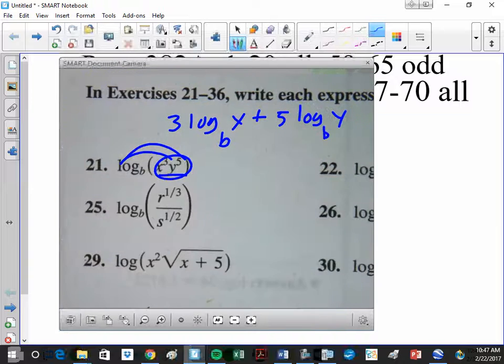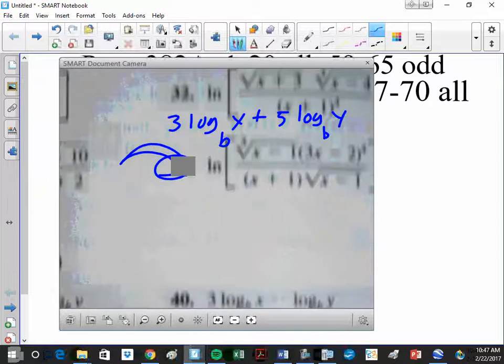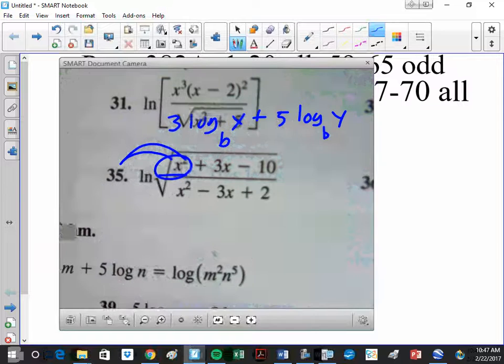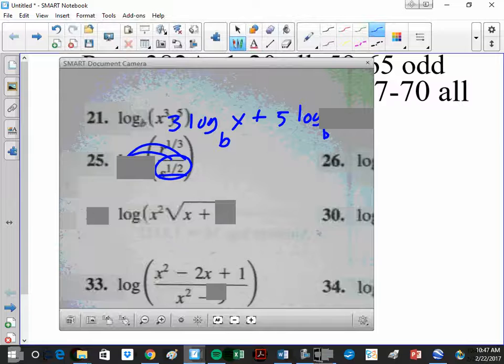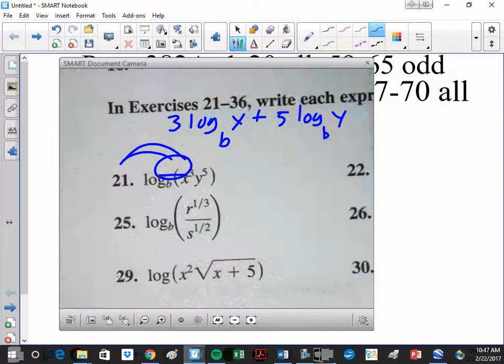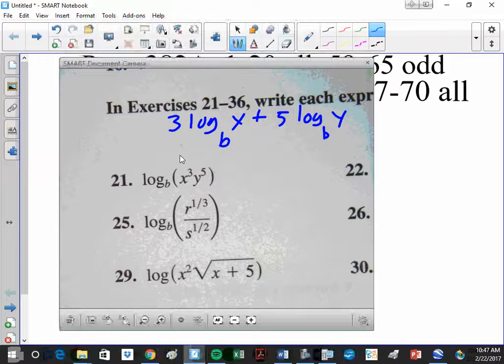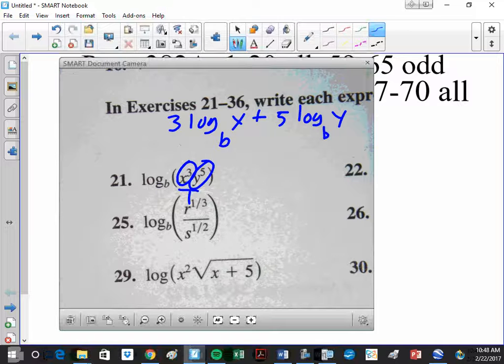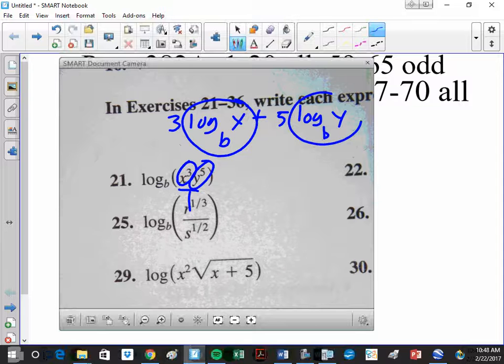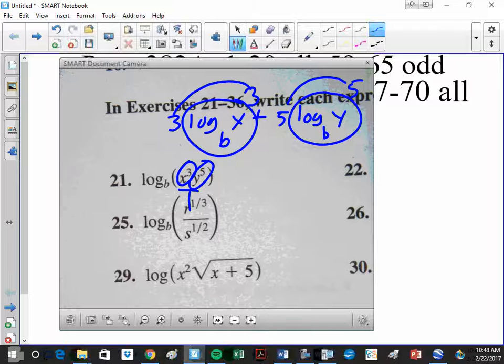Okay, take a look at number 35. Okay, so we're expanding, and we have 2 factors. They're both on top, so they're both positive. Right, they're over 1. So we have a log base b of x, and we have a log base b of y, but there was a 3 here that dropped down, and there was a 5 here that dropped down.